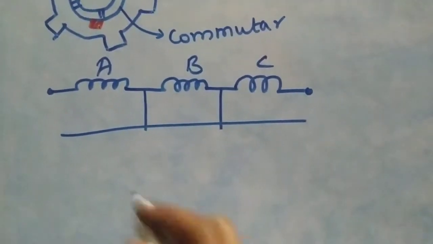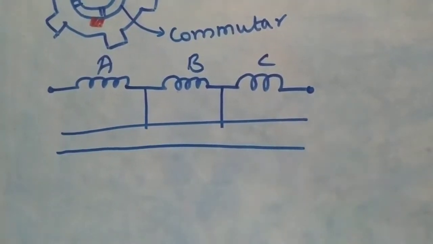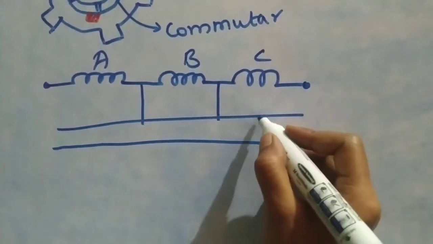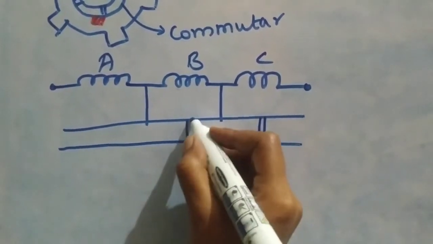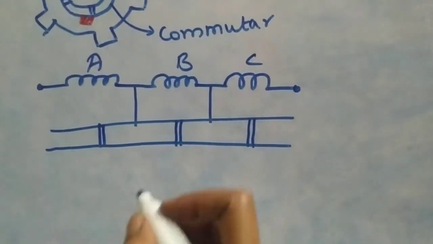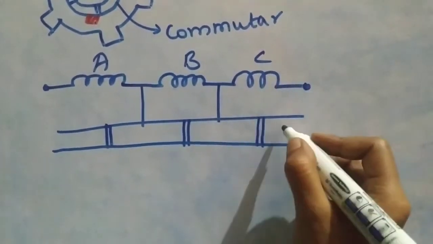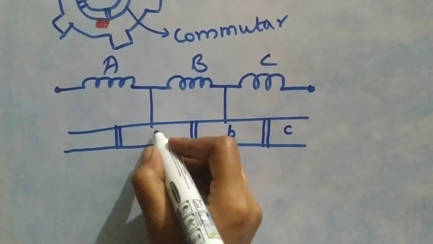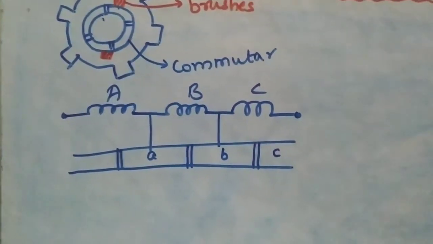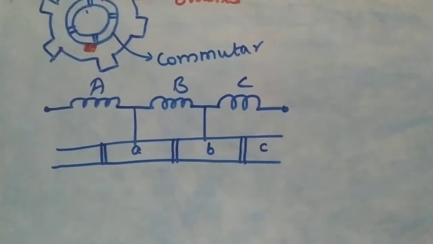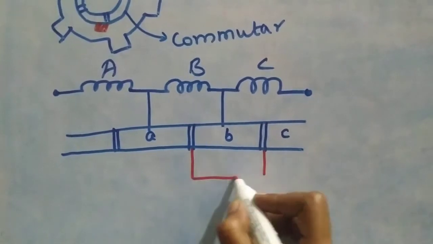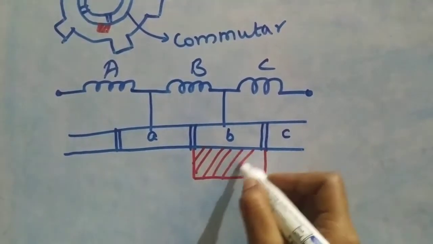Let me draw the commutator segment. So this is a commutator segment. All of you can just write down, this will be a commutator segment. Let me denote this as the small c. Let me take this as B and this will be A. So this is a commutator segment which you can see here. And let me mark the brush, which is here.